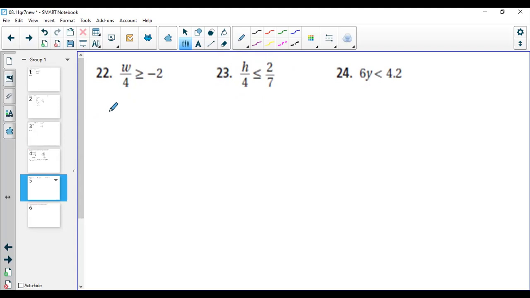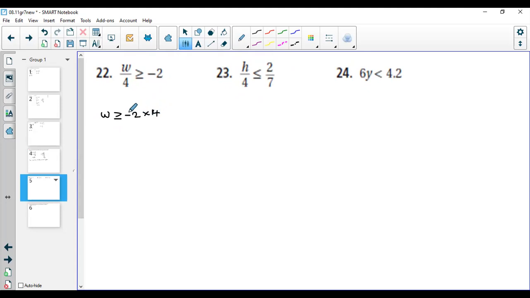Okay, if you have done it, let's check the answers. So W divided by 4 is greater than or equal to -2. Divided by 4 means you need to multiply either side by 4. So W is greater than or equal to -2 multiplied by 4.